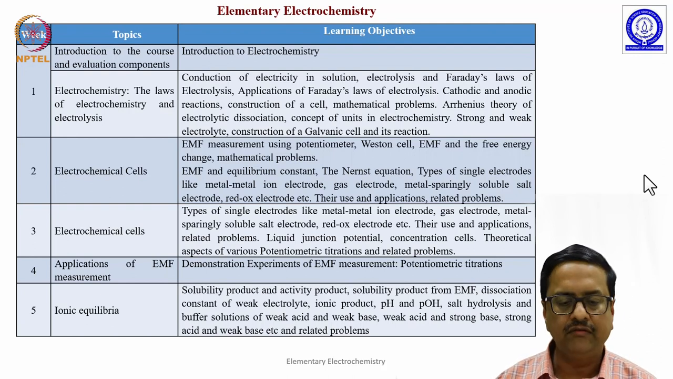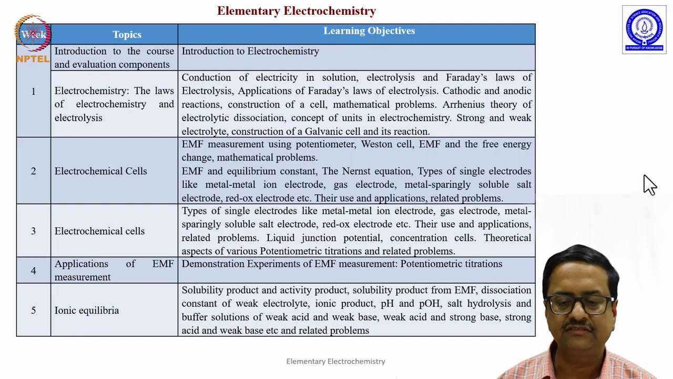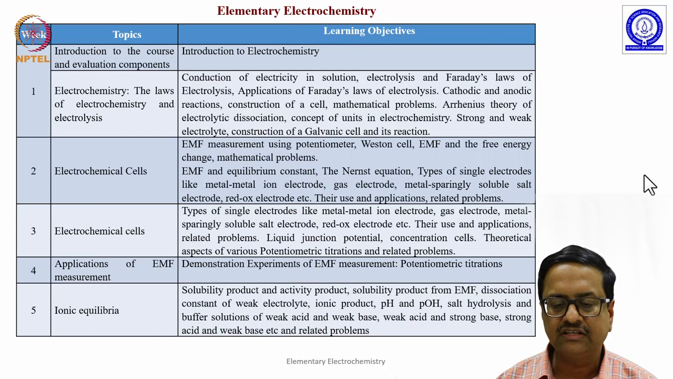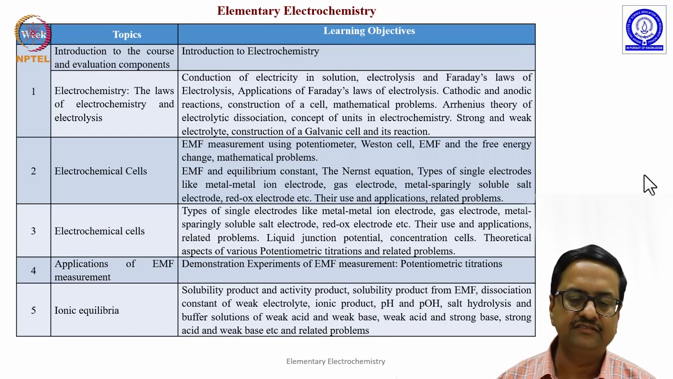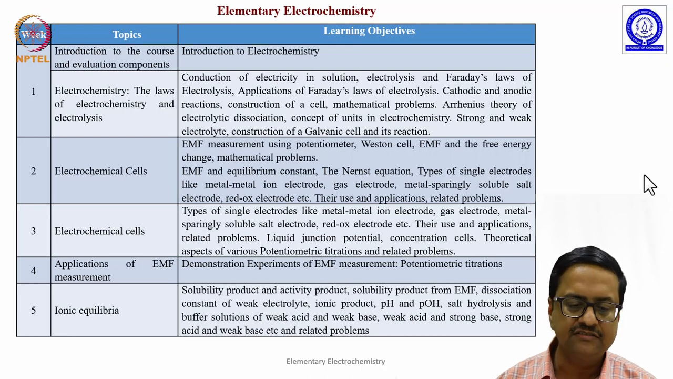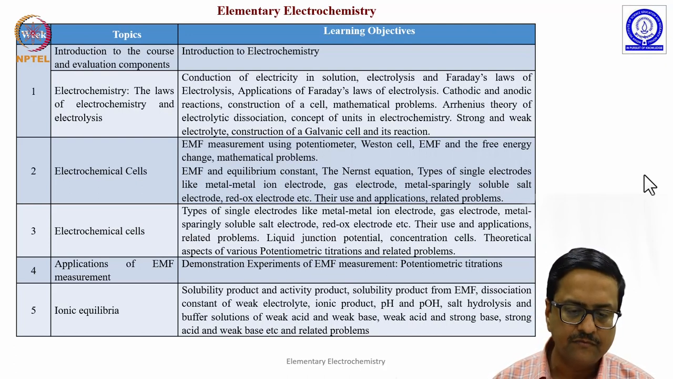In the third week, we will talk about types of electrodes, single electrodes, different types of redox reactions and their use in practical life. We will talk about liquid junction potential concentration cells and learn some aspects about their applications. And then we will discuss about the theoretical aspects of various potentiometric titration and related problems.